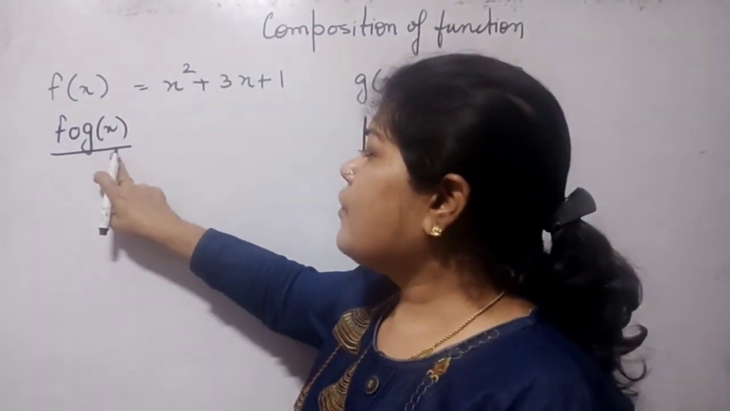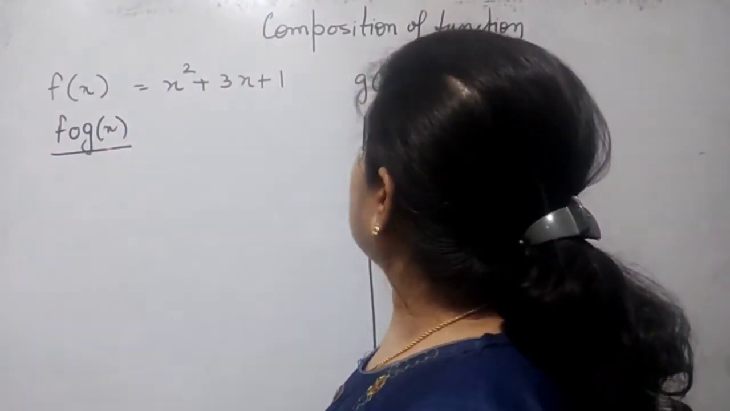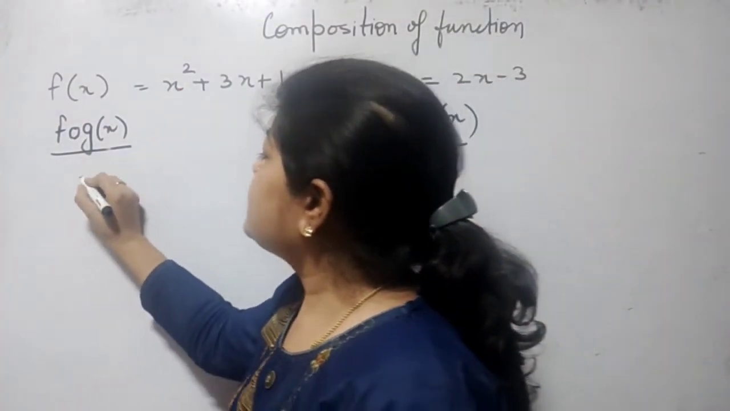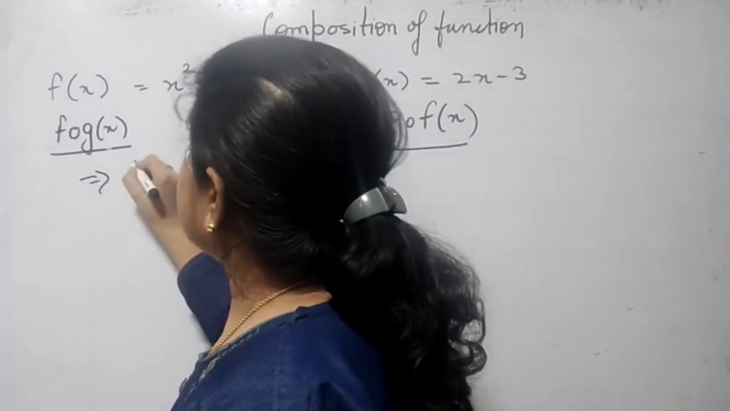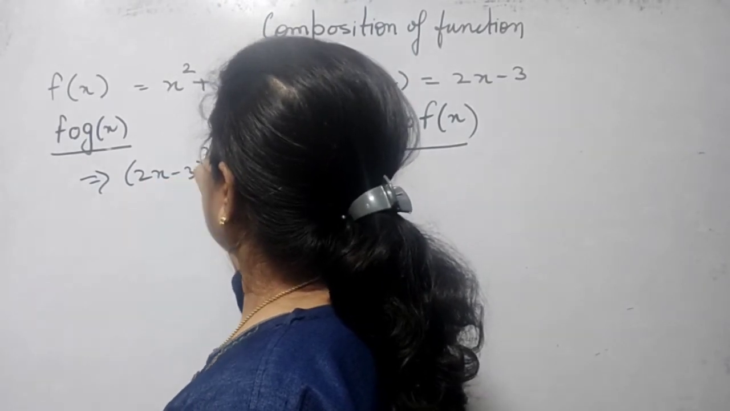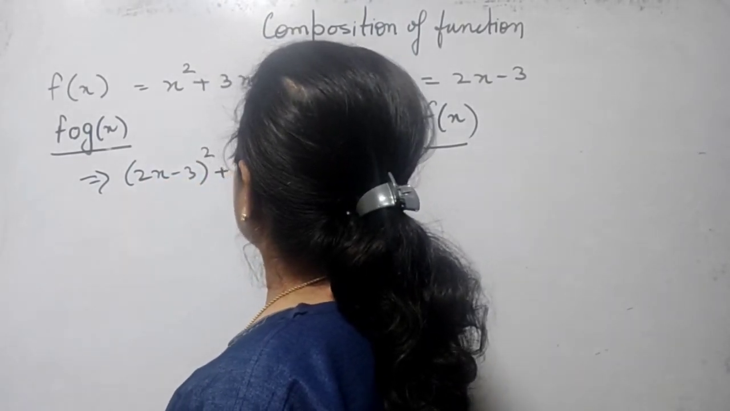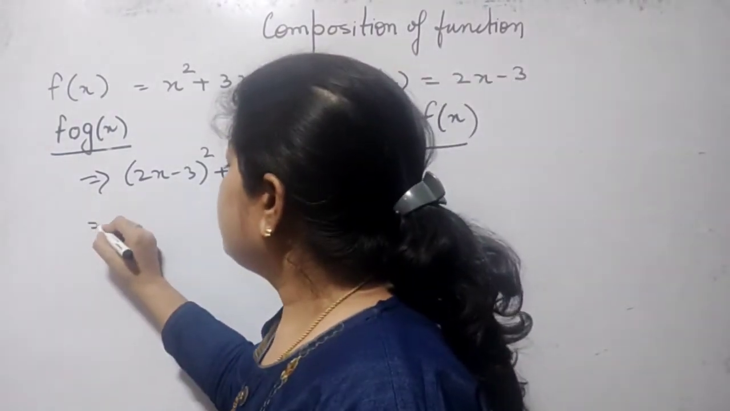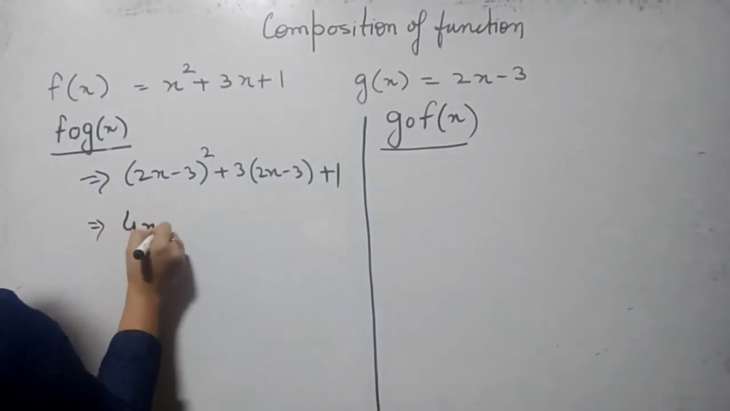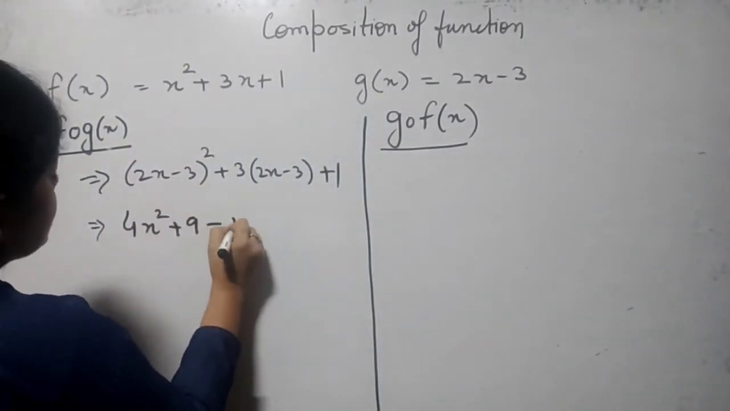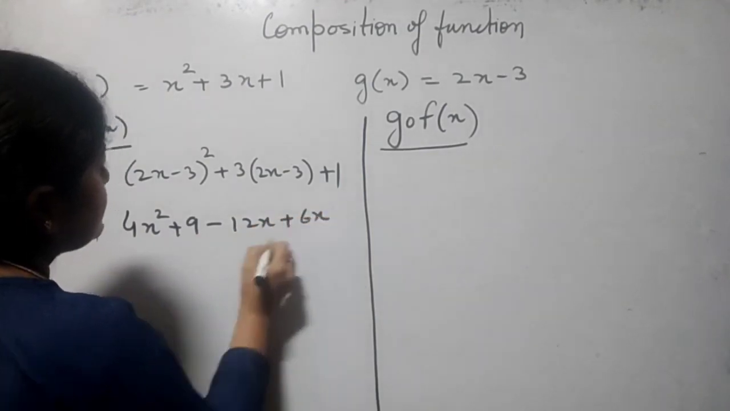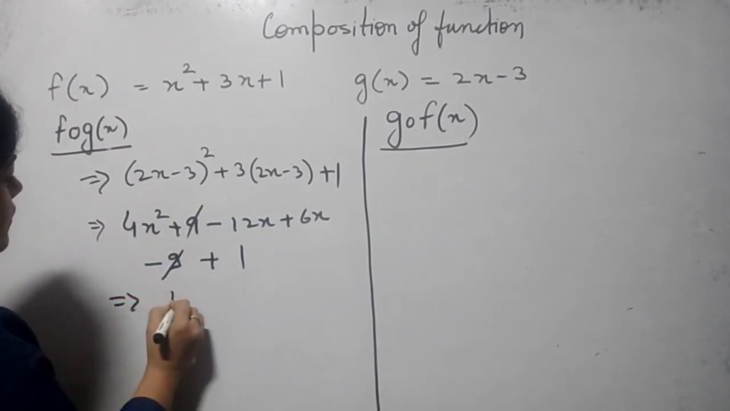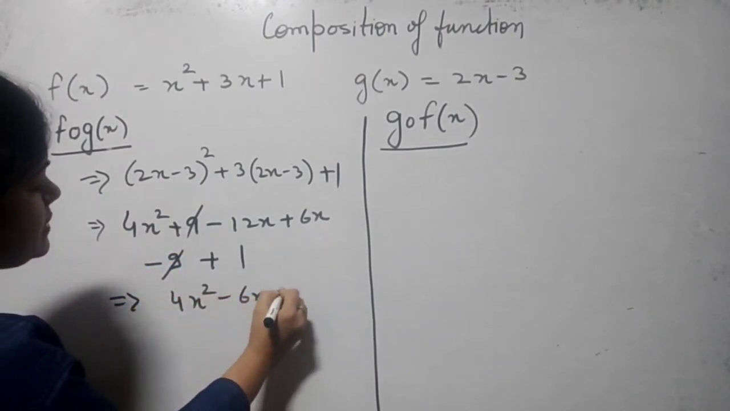Now in case of FOG, that means you have to put the value of function g in the value of function f. That means in the place of x, you write the value of g(x), that is (2x minus 3) whole square plus 3(2x minus 3) plus 1. Okay. So when we solve, it becomes 4x square plus 9 minus 12x plus 6x minus 9 plus 1. It gets cancelled. We get 4x square minus 6x plus 1.